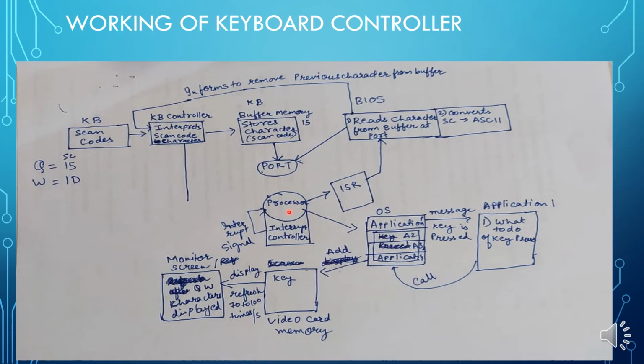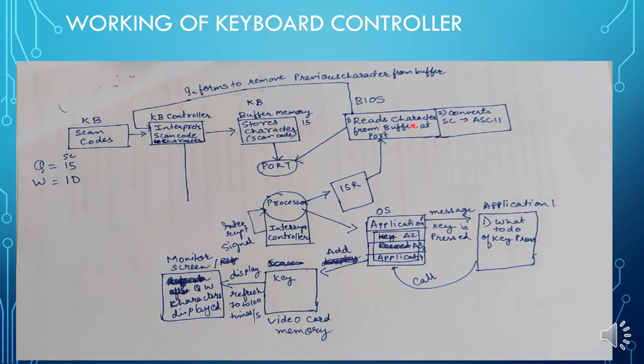Then the processor will send an interrupt service routine to BIOS, and BIOS will read the character from the keyboard port. Now, what are the two functions of BIOS? It first reads the character from the buffer at the port, and second, it converts scan code to ASCII code. This scan code to ASCII code conversion is what we need to make this character display on the monitor.